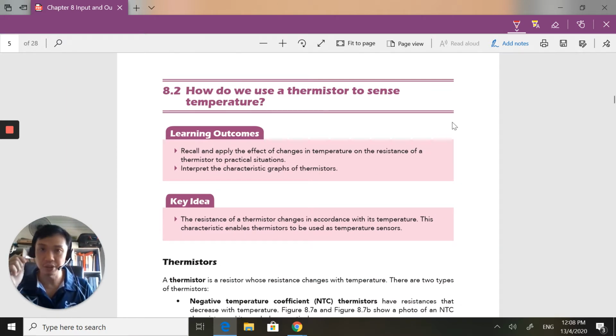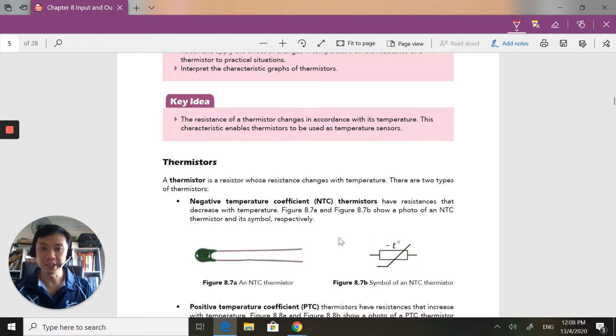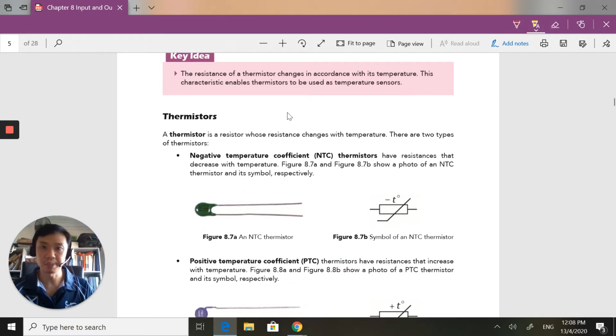In this case, I want to talk about temperature. How do we monitor temperature? So the component that we're going to be talking about today is called the thermistor. I'm sure some of you have heard of it. So what is a thermistor? Same thing, underline. A thermistor is a resistor that changes with temperature.